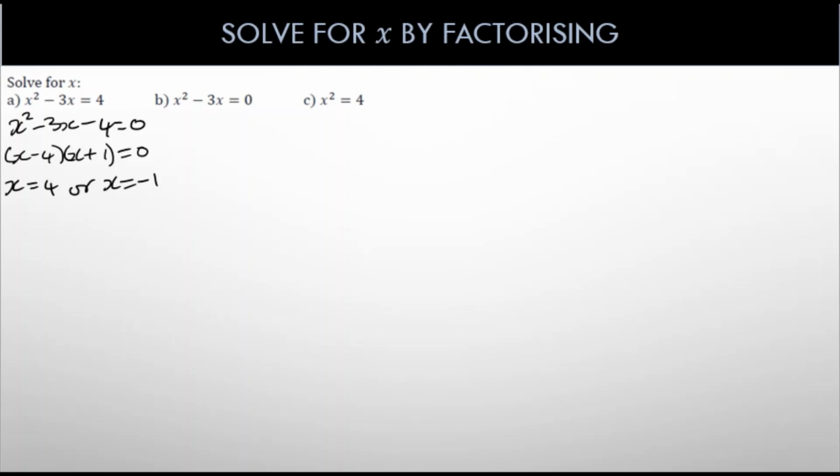The next question, x squared minus 3x is equal to 0. So very simple here. We see that this is not a trinomial, this is a binomial which has a common factor of x.